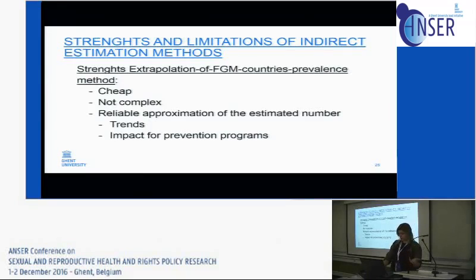So, looking at the 2 methods, we could see that both had strengths and weaknesses. When we look at the indirect estimation methods, we see that they're much cheaper than the direct methods, they are less complex, and actually they give quite a reliable approximation of the estimated number. And if it is to just look at what the trends are and what an impact of a prevention program might be, this is a good enough method.